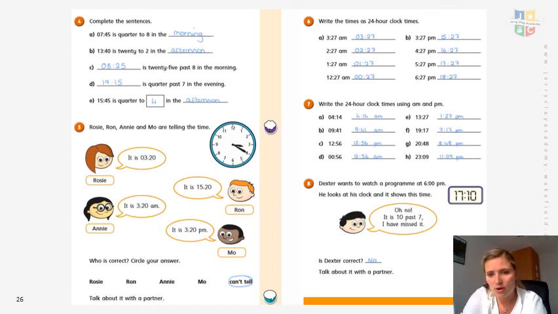Dexter wants to watch a program at 6 PM. He looks at his clock and it shows the time 17:10. Oh no, it's 10 minutes past 7. I've missed it. Is Dexter correct? Well, no, he isn't, because even though it has a 7 in the number, remember this is a 24-hour clock. If you take the 12 off the 17, you would know that it is 5:10, not 7:10.